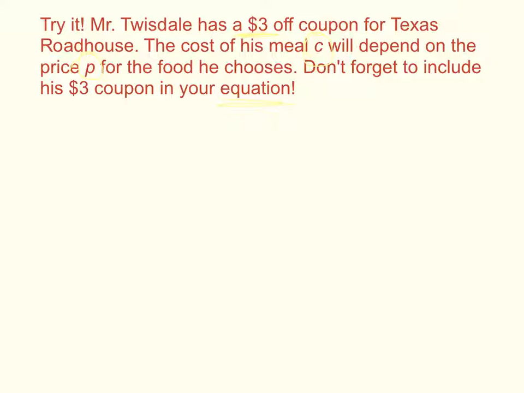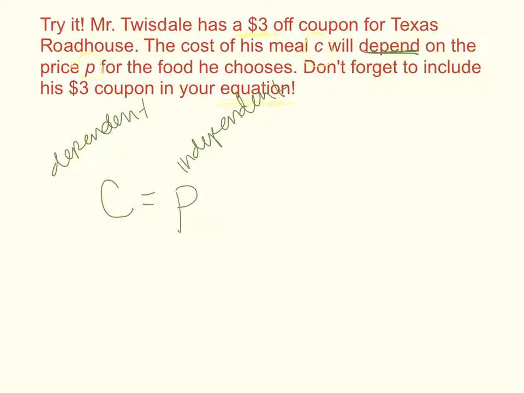So he has a $3 off coupon for Texas Roadhouse. The cost of his meal, C, will depend, meaning cost is our dependent, on the price for the food he chooses. So this is our independent. That's the one that's being bossy here. Now, we don't know how much that's going to be, but the cost will depend on the price, and then we will also subtract 3. The reason is that it represents his $3 off coupon. Okay, so that is your equation.